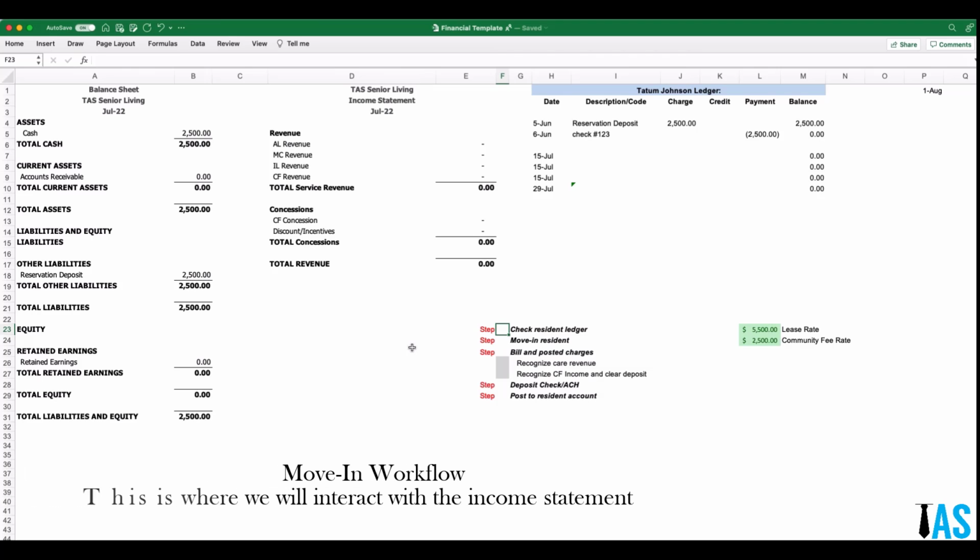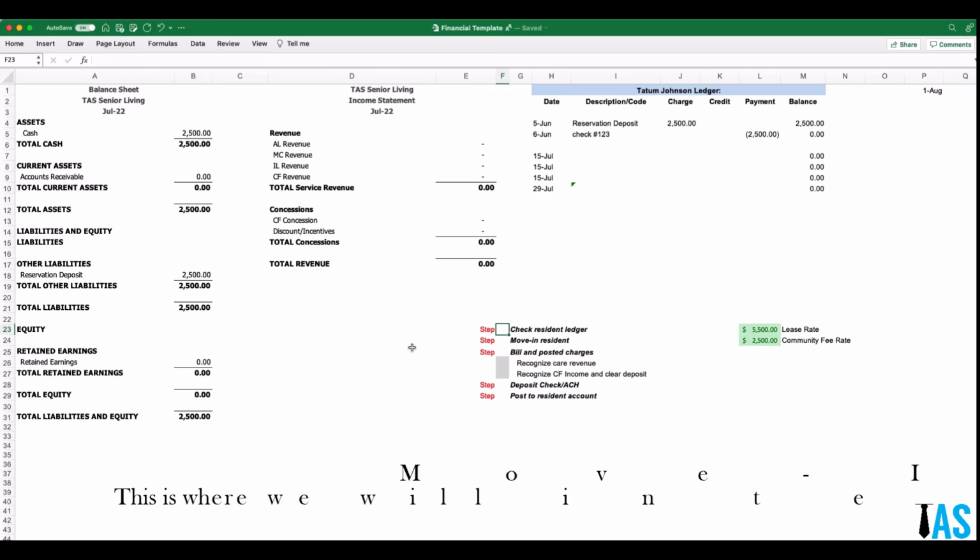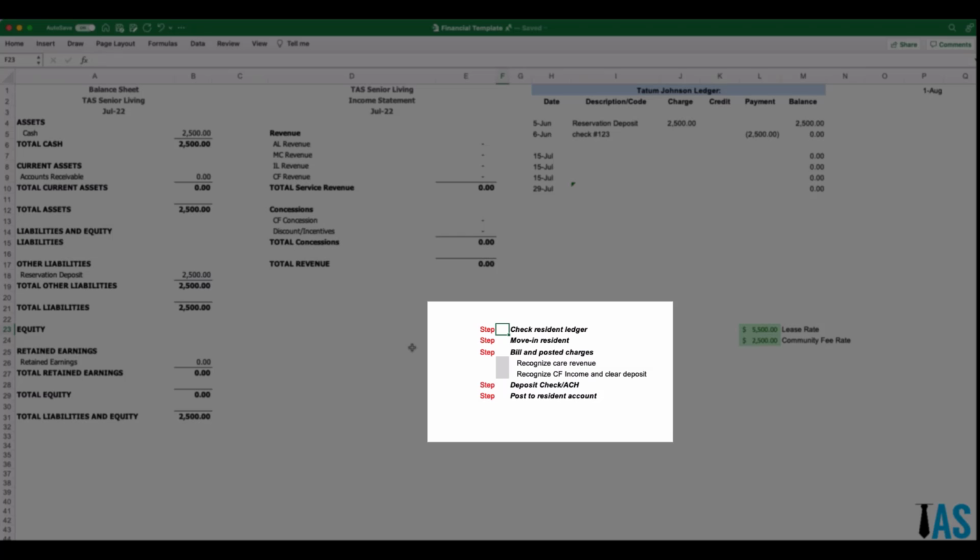And when we have move-ins, now we're interacting with the income statement. So we have activity on the balance sheet, and we're going to have activity that's going to show on the income statement. The first thing the business office leaders are trained to do is check the ledgers before they do anything to the ledger. Then we're going to move the resident into the property management system. And then most of these systems have a component where you need to post those charges that you have in the queue. So in this case, we're doing billing and we had some move-ins, so we need to post the charges that we're going to put out there.